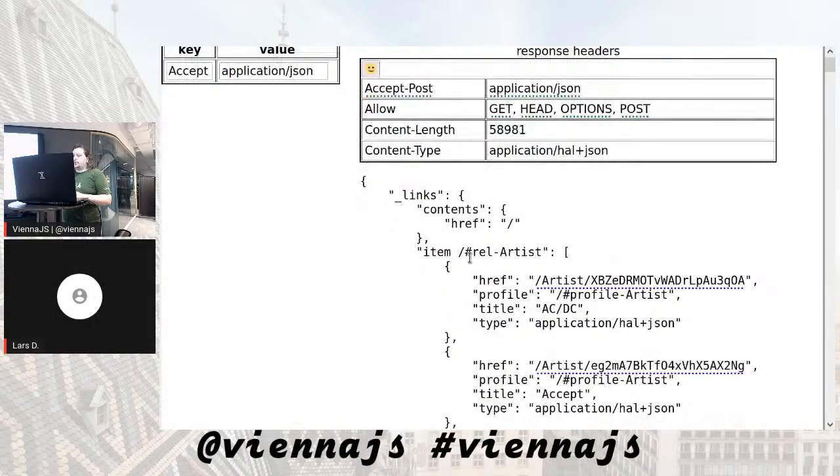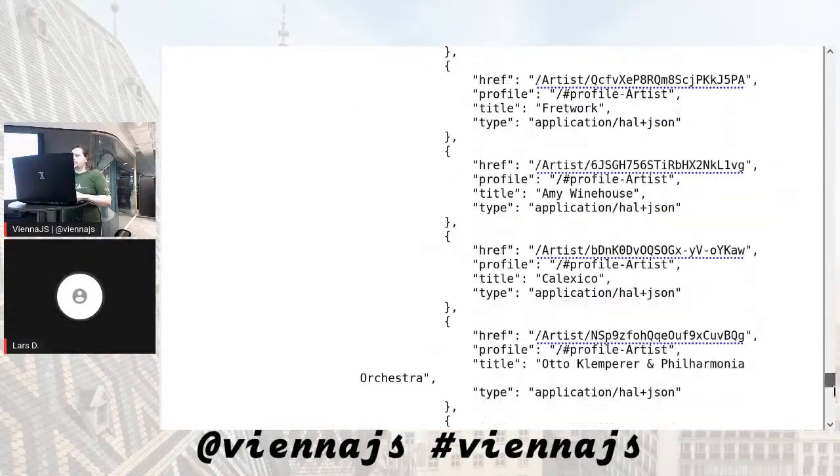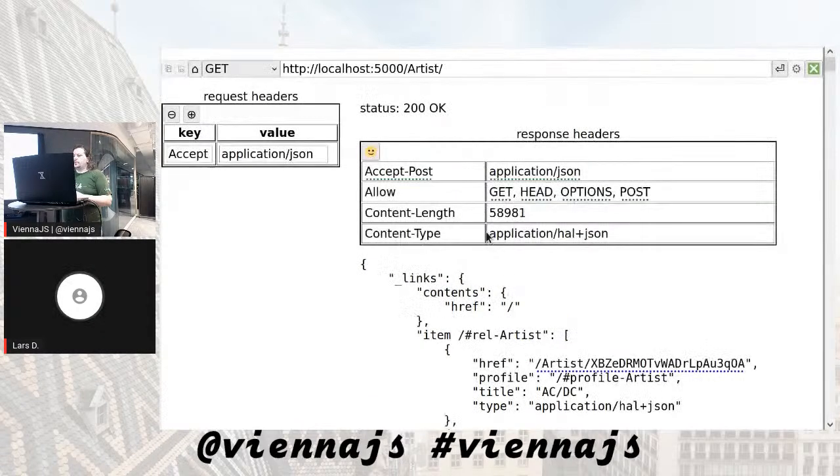Yeah, so you can see the answer is quite big, 59 kilobytes. So let's skip to the end, skip over all the links for the artists and have a look at what it looks like at the end. There's always a self link, and this one I will talk about later. Now, if I click on a link, I will follow the link, and you can see this has changed. And I will, of course, get the same answer because it's the same resource, logically.